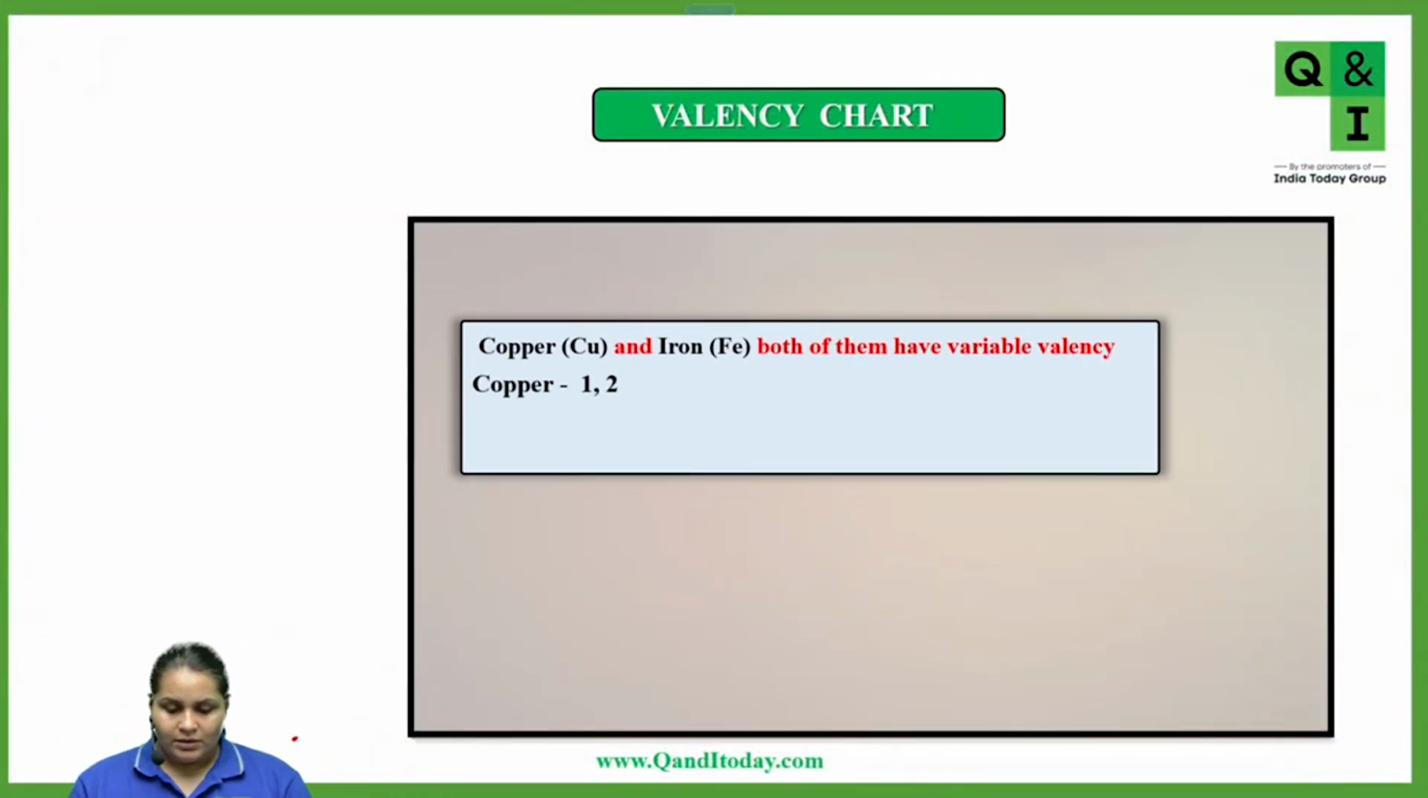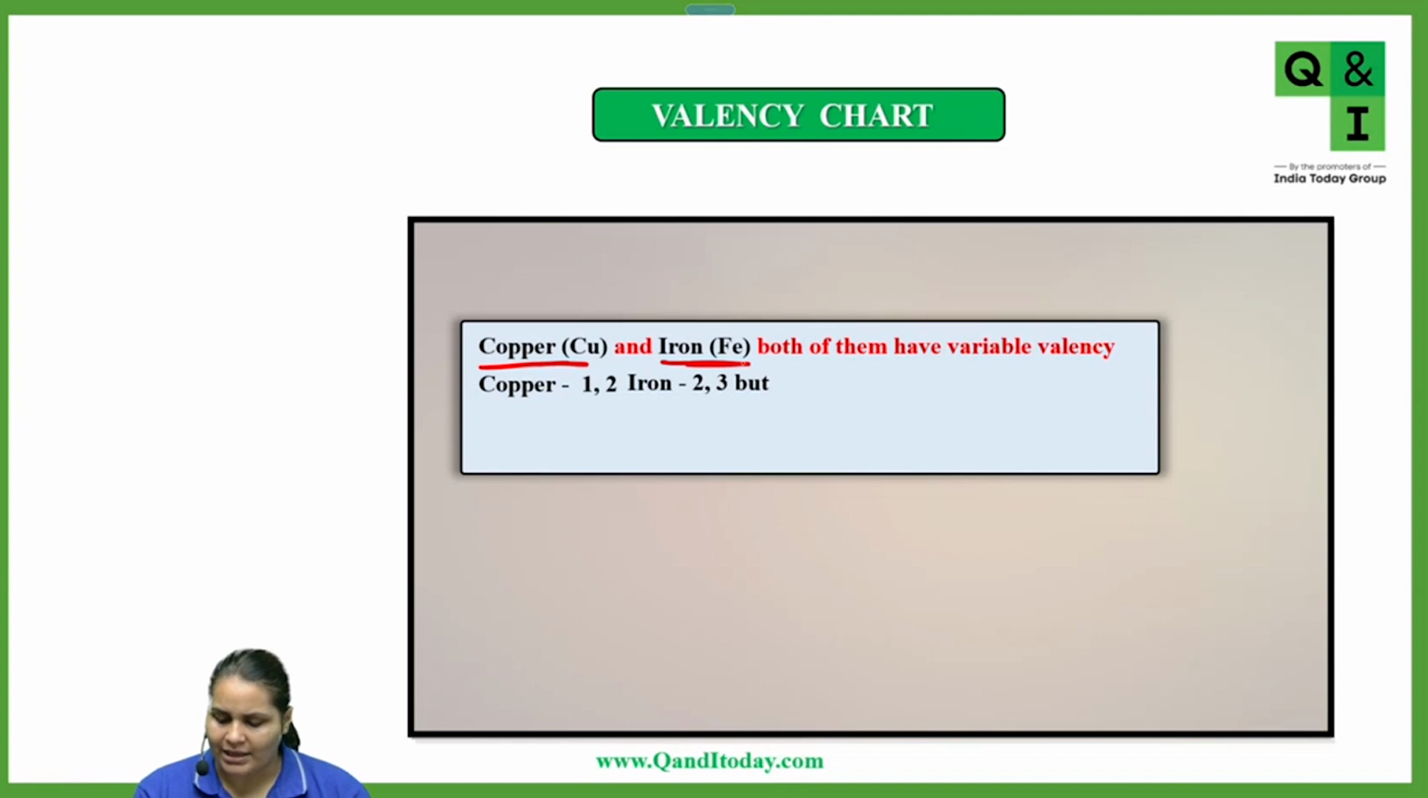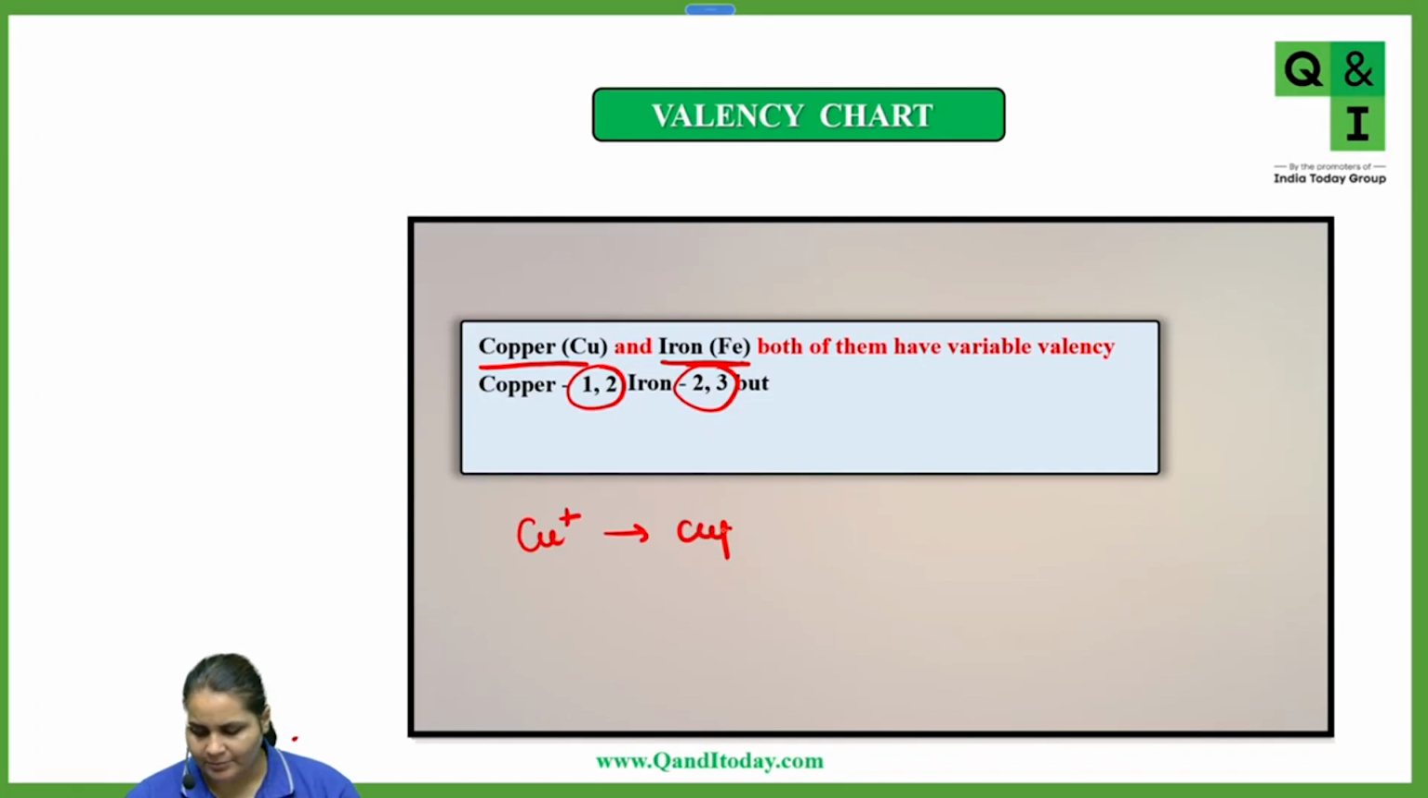So you should know that copper and iron, there are others also, but we are more concerned about copper and iron. They show 2 valencies. Copper shows 1 and 2 and iron shows 2 and 3, right? For example, if I write Cu+, its name will be cuprous. If I write Cu2+, that's the second valency of the copper, we say it is cupric.